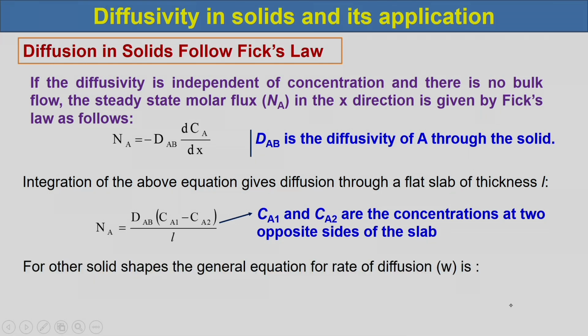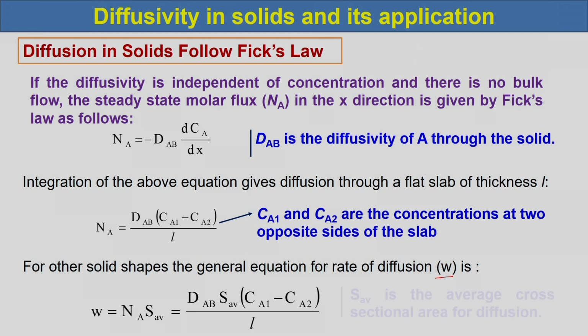For other solid shapes, the general equation for rate of diffusion, which is defined by W, would be equal to Na into S average. S average would be equal to DAB into S average into (Ca1 minus Ca2) by L. So, S average is the average cross sectional area for diffusion.